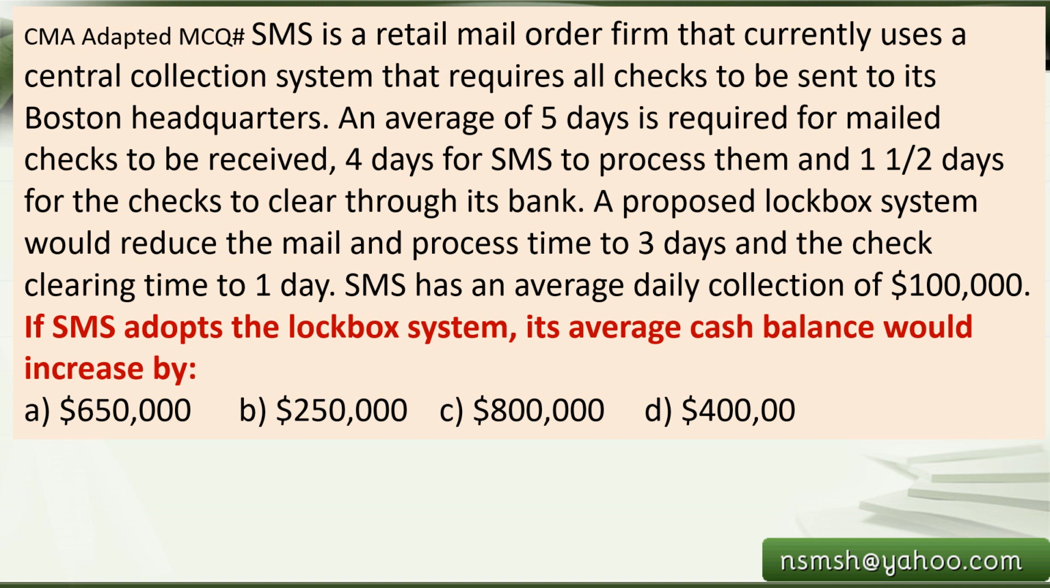So a proposed lockbox system would reduce the mail processing time to 3 days and the check clearing time to 1 day. So instead of 5 days, it will be reduced to 3 days. So there will be 2 days saved, and the check clearing time, instead of 1.5 days, it will become 1 day.